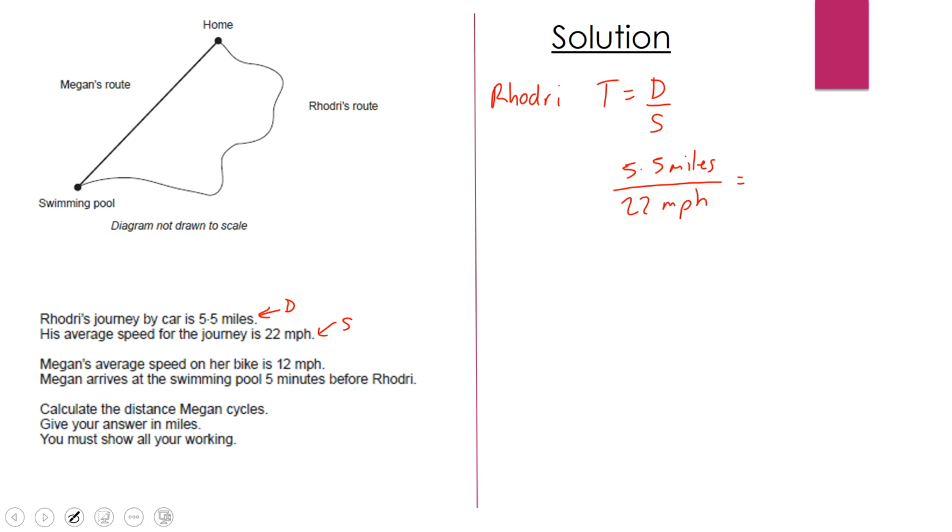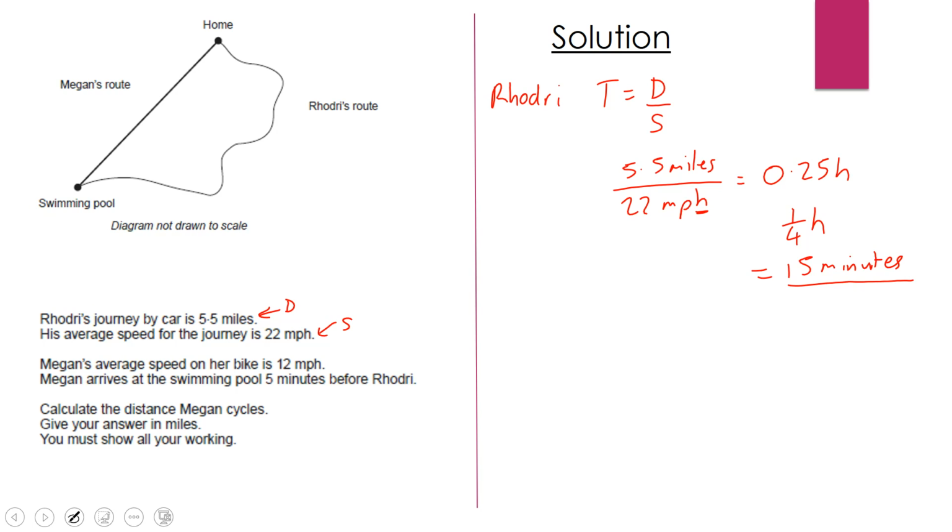Now, we can divide that on our calculator, so 5.5 divided by 22 will give us an answer of 0.25. But that's 0.25 hours. To think about 0.25 in fractional form, that's the equivalent of 1/4 of an hour. And as there are 60 minutes in an hour, then that is the equivalent of 1/4 of 60, which is 15 minutes. So we know from that information that Rodri took 15 minutes to complete his journey.